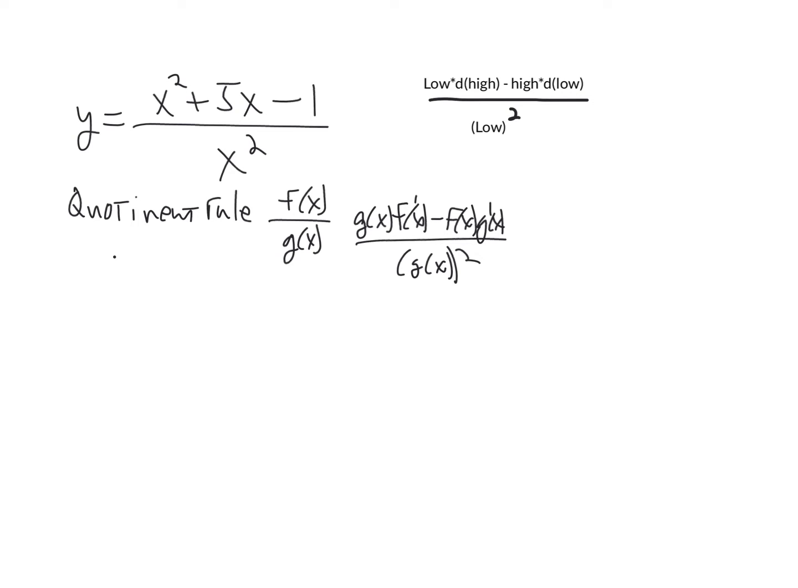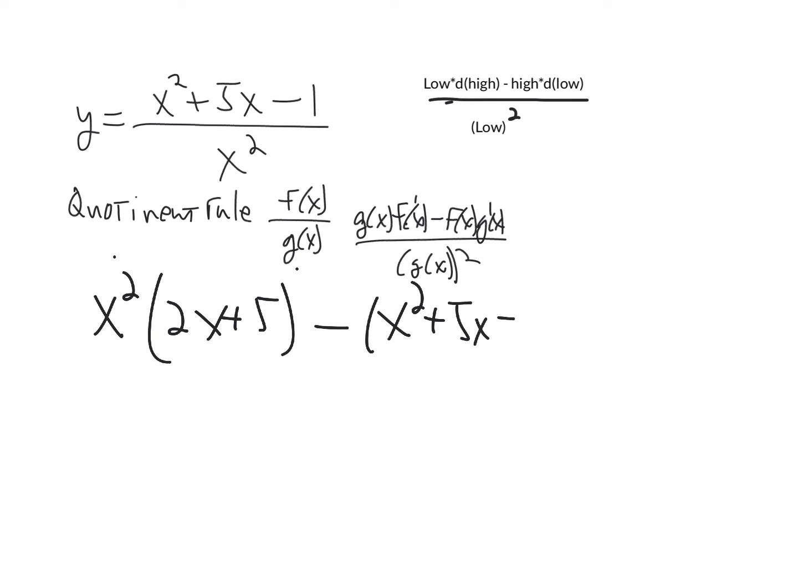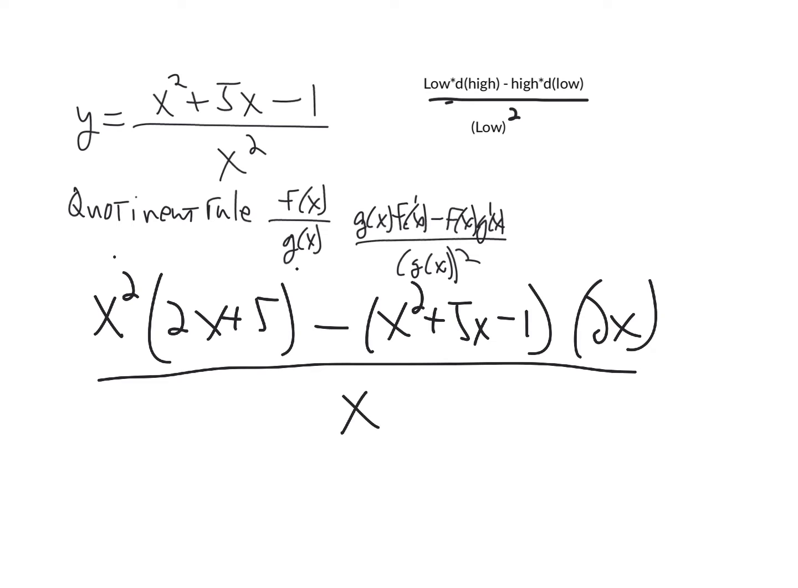So the quotient rule says take the bottom times the derivative of the top, low d high. The low function times the derivative of the high function, the upper function, minus the high function, the numerator, times the derivative of the denominator, high d low, over the low squared. So in this case, the low function is x squared, so it's going to be x squared times the derivative of the numerator, which is 2x plus 5, just applying the power rule, minus the numerator, x squared plus 5x minus 1, times the derivative of the denominator, which is 2x, all over the denominator squared, which is x squared squared, which is x to the fourth, right?